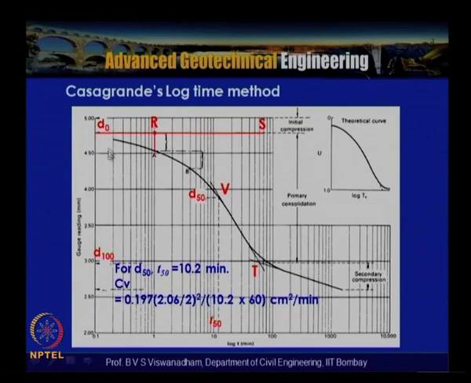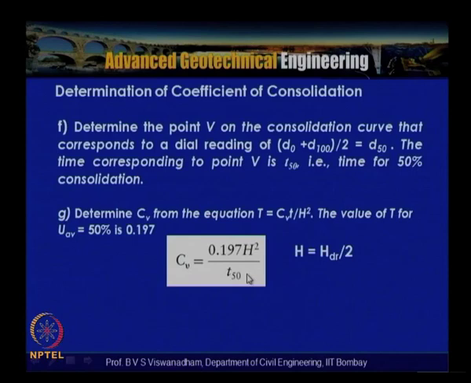The average of these, at 50% primary consolidation, is called D50, which is D0 plus D100 by 2, and the time corresponding to D50 is regarded as T50. This line is extended towards the time axis; for example, in this case it is 10.2 minutes. So we need to determine the point V on the consolidation curve that corresponds to a dial reading of D0 plus D100 by 2, which is D50. The time corresponding to point V is called T50, the time for 50% consolidation.